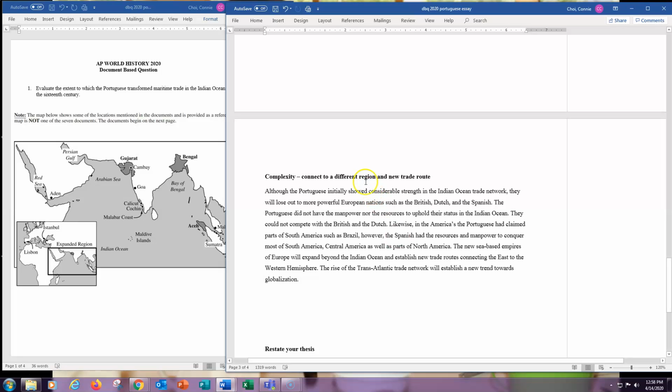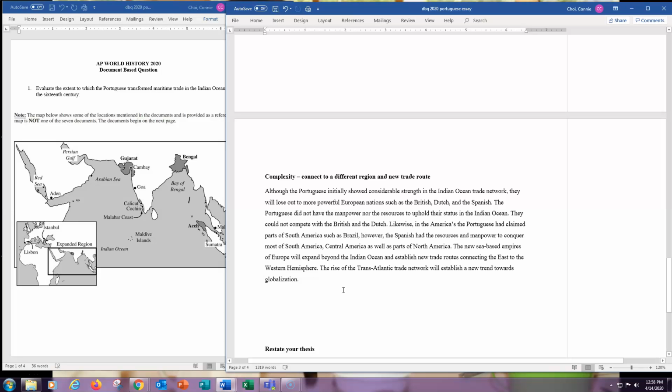Although the Portuguese initially showed considerable strength in the Indian Ocean trade network, they will lose out to more powerful European nations such as the British, Dutch, and the Spanish. The Portuguese did not have the manpower nor the resources to uphold their status in the Indian Ocean. They could not compete with the British and the Dutch.